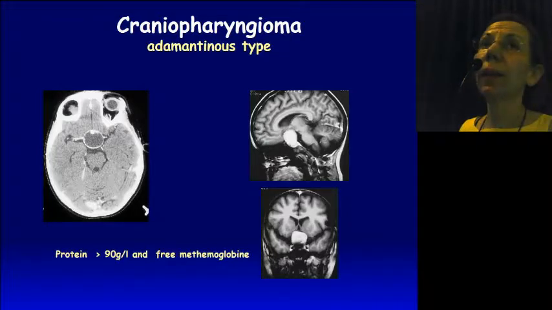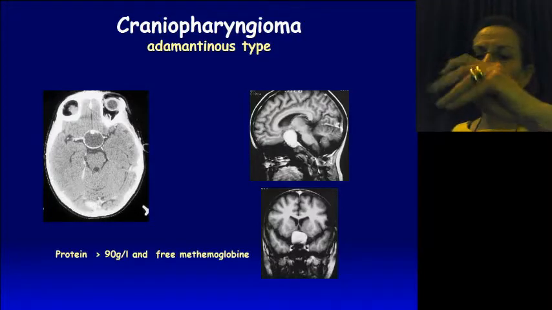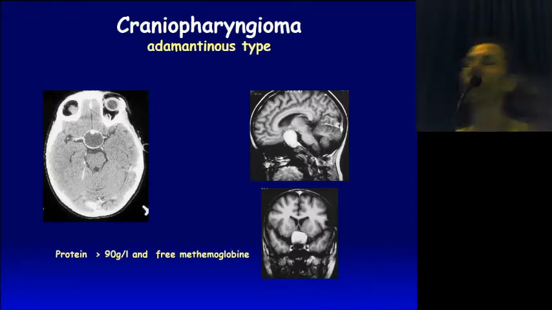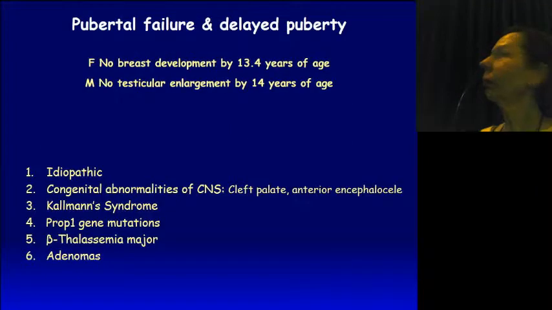And if you look at the MRI, this is a plain T1 weighted scan, and you see that this cystic component appears with high signal intensity here and there, and this is because of the increased protein content in this cystic lesion. So let's go now to another entity, which is pubertal failure or delayed puberty.